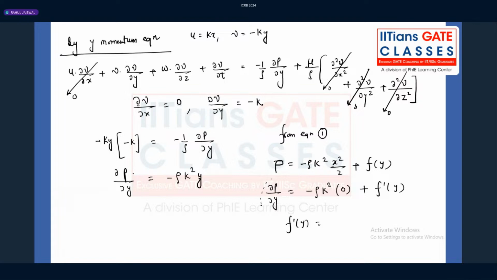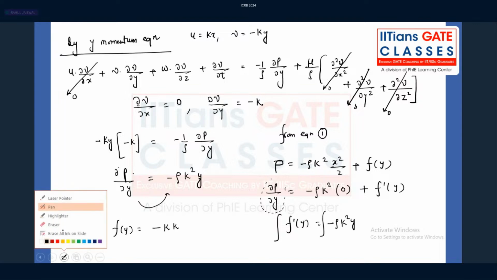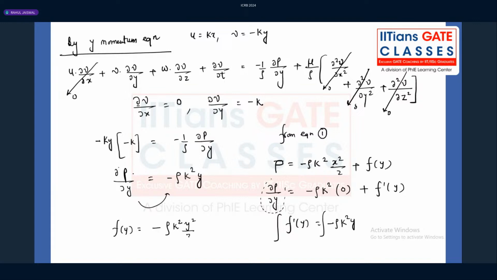So what is the f dash of y? That is minus of dou p by dou y, or we can say dou p by dou y. What is the dou p by dou y? From here, minus rho into k square into y. Try to integrate this total differential equation. Definitely you need to add the constant. So what is the f of y? F of y is minus rho into k square, and we are integrating with respect to y, so we get y square by 2 plus some constant. I'm calling this a constant.